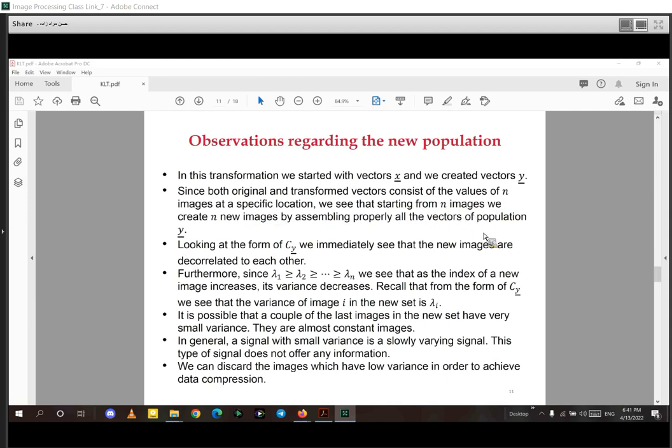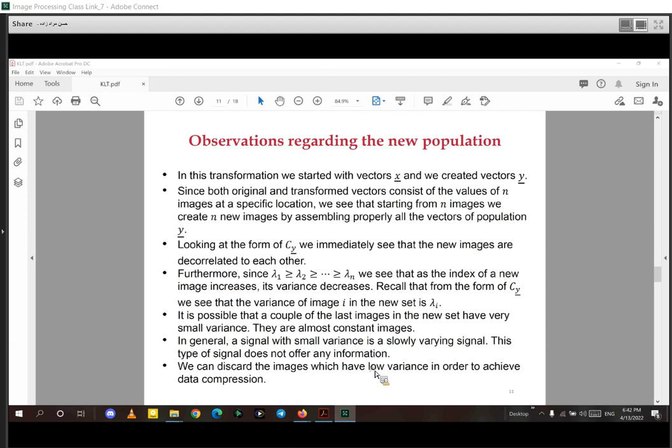Since both original and transformed vectors consist of the vectors of n images at a specific location, for example the i,j pixel, we see that starting from n images, we create n new images by assembling properly all the vectors of population Y. Looking at the form of Cy, we immediately see that the new images are decorrelated to each other.